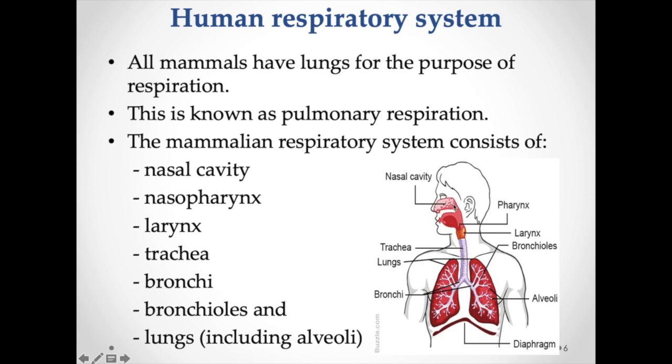This nasal cavity then leads into the pharynx. The pharynx is a common site for both food and air. From the pharynx, the air enters into the larynx. The larynx is a cartilaginous box. There we produce sound because of the muscles present in the larynx. The opening of the larynx is called the glottis, and above the glottis there is a flap called the epiglottis. This epiglottis prevents food from entering into the larynx. The food goes into the esophagus, which is behind the trachea.